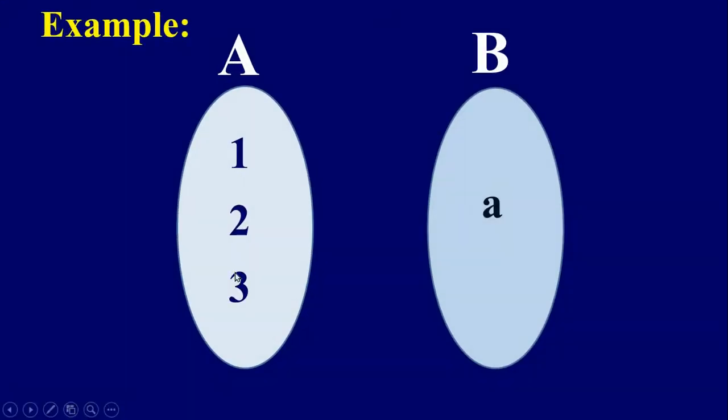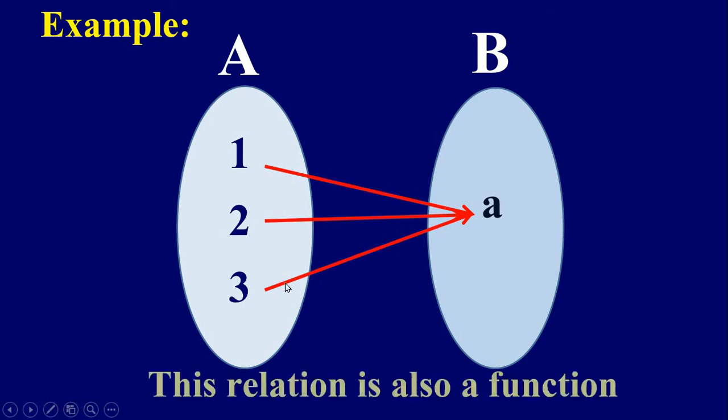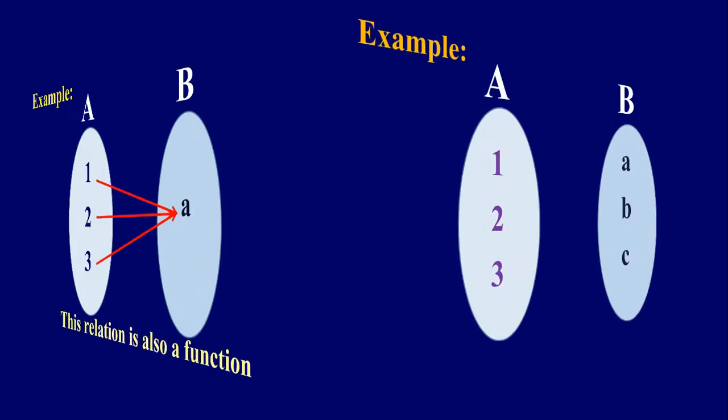Consider next example. Consider set A equal to 1, 2, 3 and set B containing only one element, that is a. And here we consider the relation 1 related with a, 2 related with a and 3 also related with a. Here also all the elements of set A have unique relations. So therefore this relation is also a function.